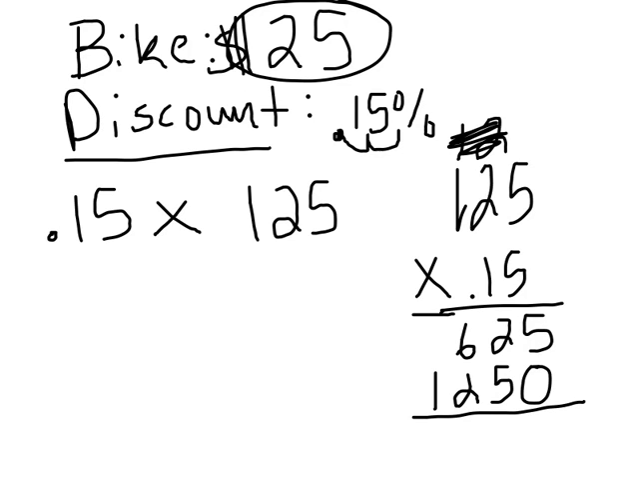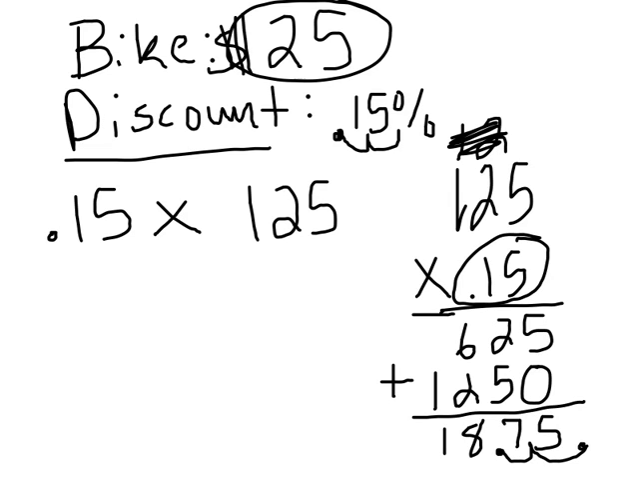Now we're just going to add straight down. 5 plus 0 is 5. 2 plus 5 is 7. 6 plus 2 is 8, and bring down my 1. Now, go back to your decimal. I see that there are two numbers behind the decimal point, so I'm going to scoop my decimal at the back in twice. Boom, boom. My discount is going to be $18.75. And again, remember, that's not how much the bike costs. That's how much money we're going to take away.